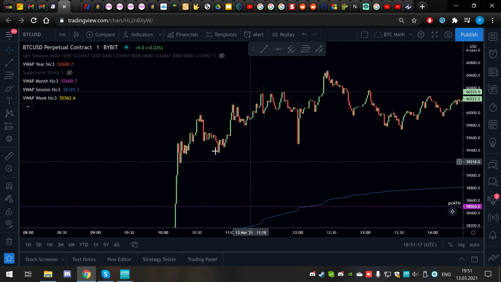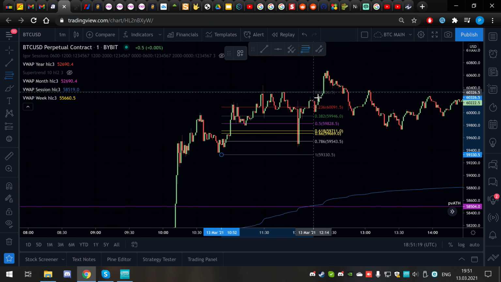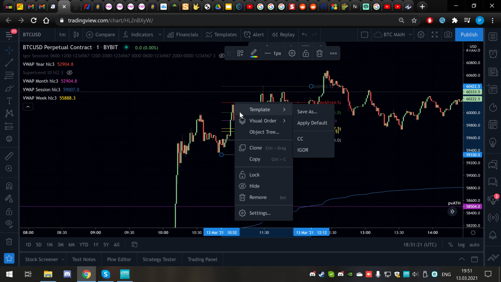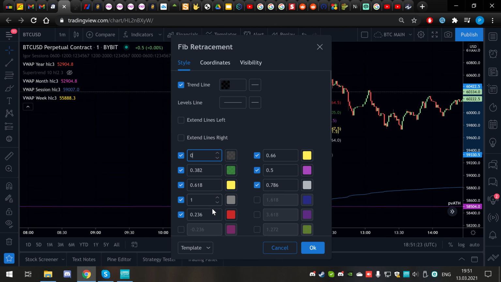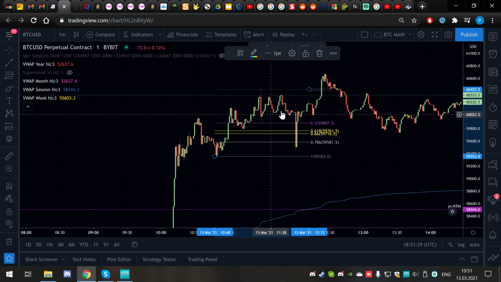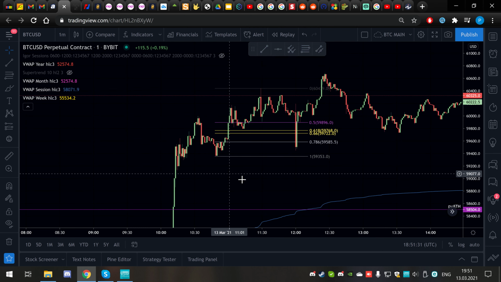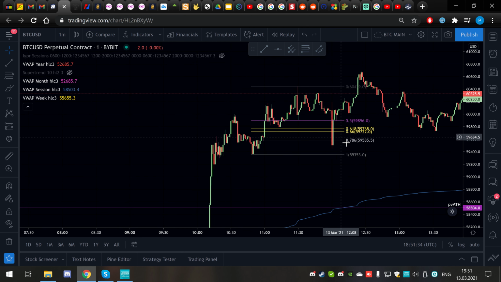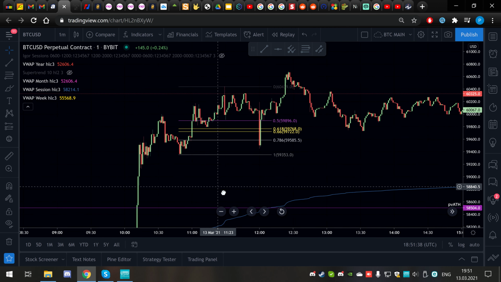So we go up. I just need to turn off the aggressive ones. Yeah, so this was my trade. I think it was hit by stop loss. This was a loss.